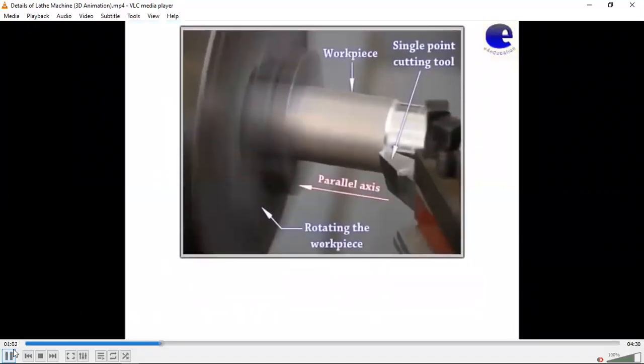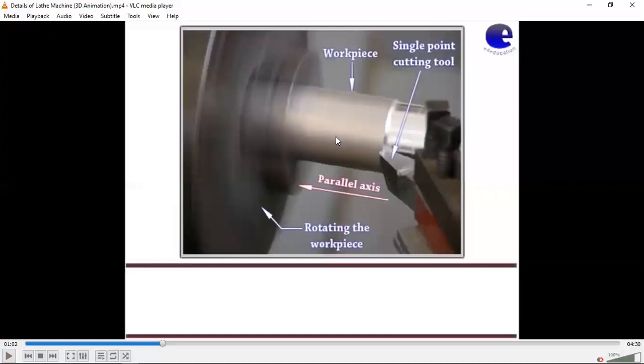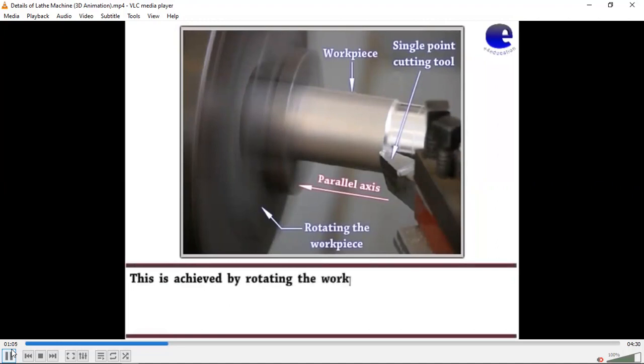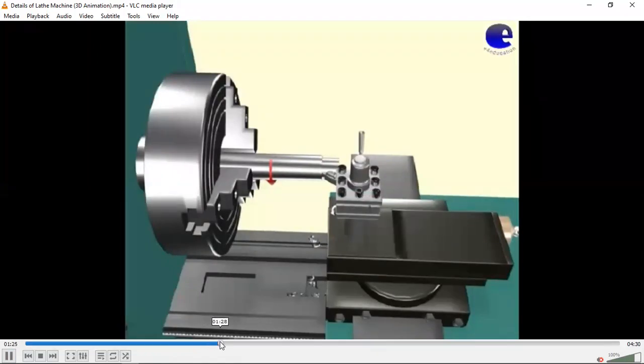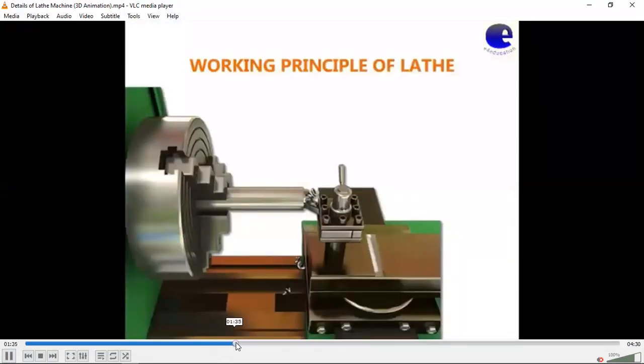So here, this is the naming of this. As I told you, this is the workpiece, and this is called the chuck. And this is a single point cutting tool. If you look at this, this is a single point cutting tool, and this is a parallel axis, means the tool is moved parallel to the axis of the rotation. So this is the principle of working. The removal of material is achieved by rotating the workpiece, while a single point cutting tool removes the material by traversing in a direction parallel to the axis of rotation. So that is the working principle of lathe.